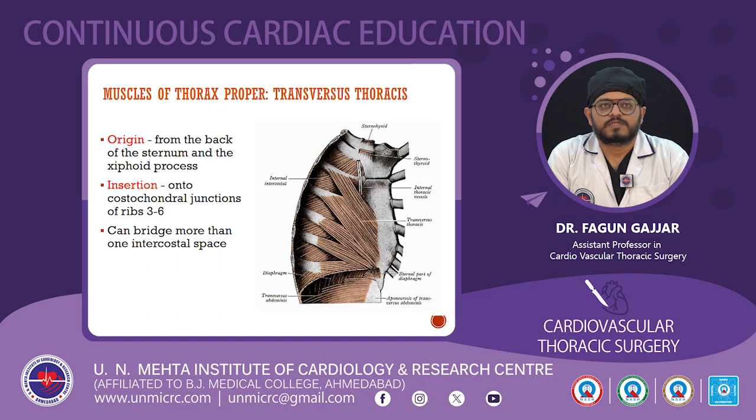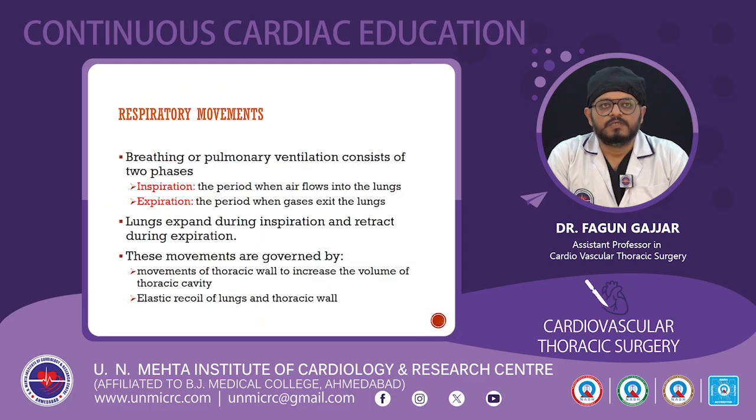The transversus thoracis muscle originates from the back of the sternum and the xiphoid process and inserts into the costochondral junction of ribs 3 to 6. It can bridge more than one intercostal space.